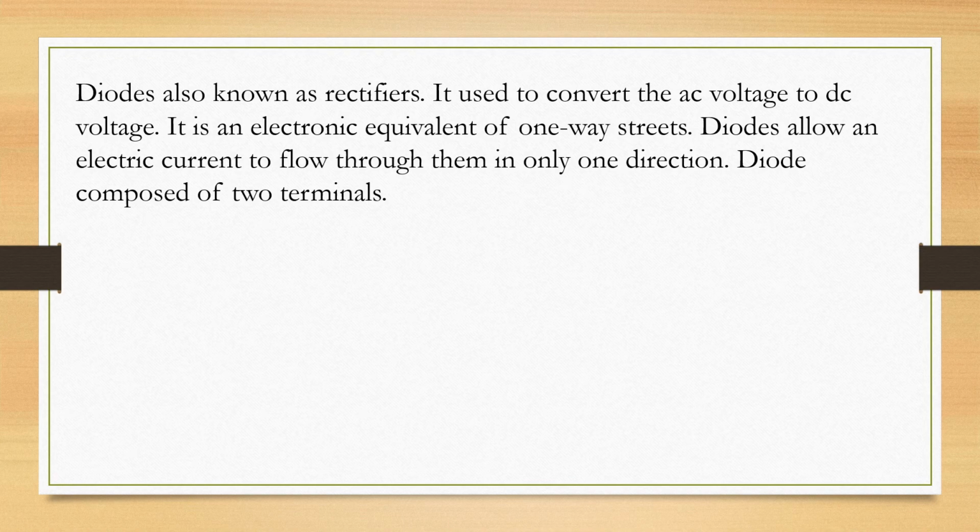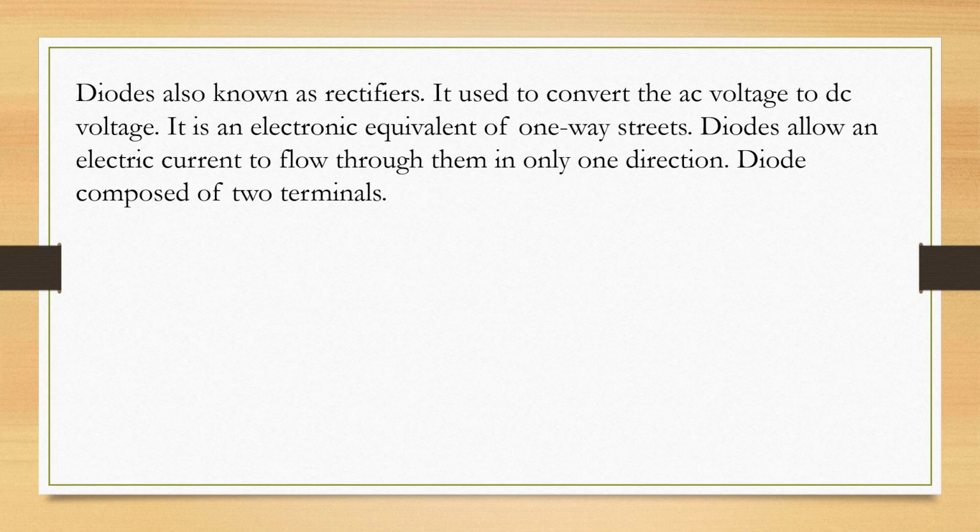Diodes are also known as rectifiers. They are used to convert AC voltage to DC voltage. So when you say AC, it comes from Meralco power. When you say DC, direct current, these are the batteries. The source of power is the battery voltage.